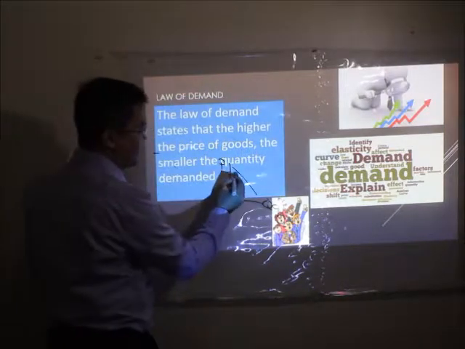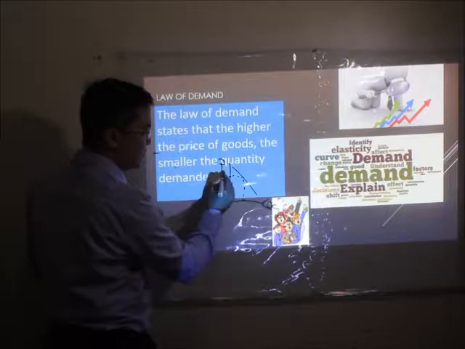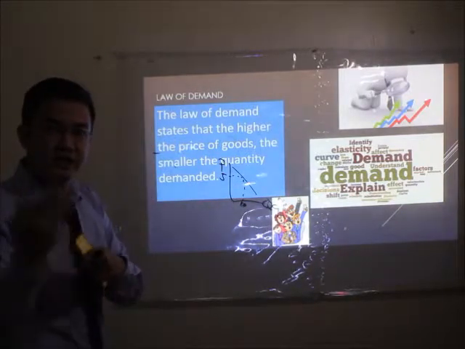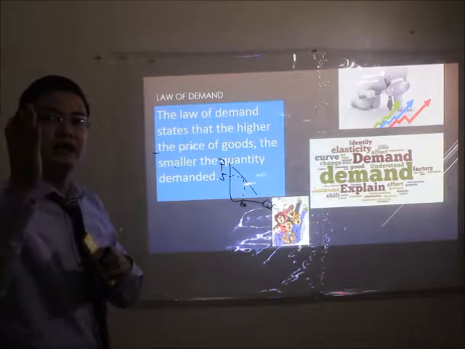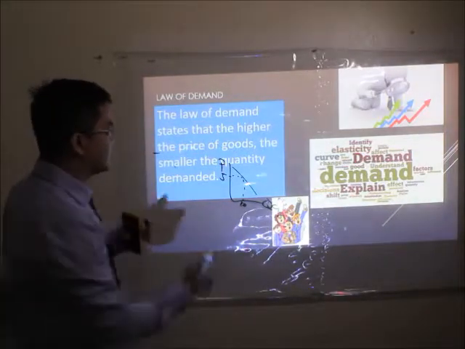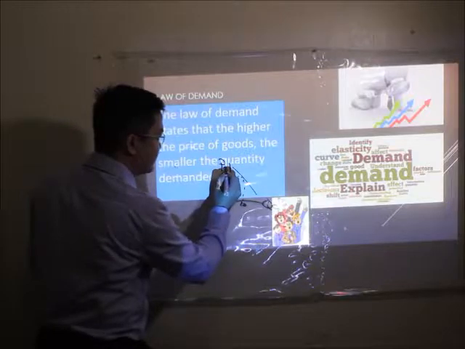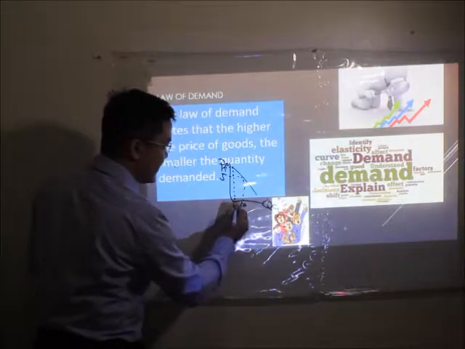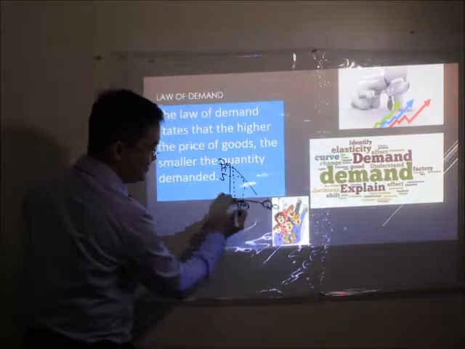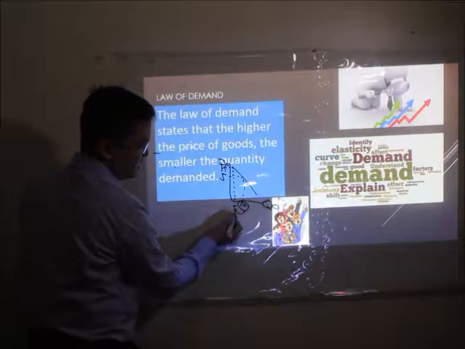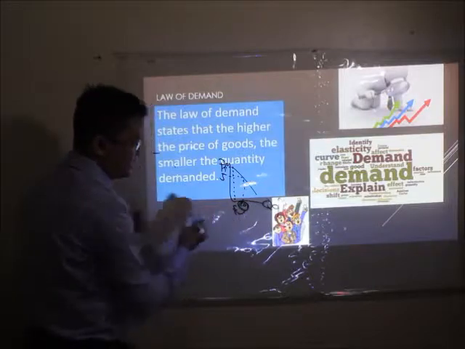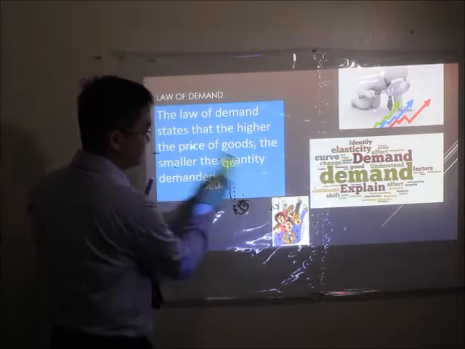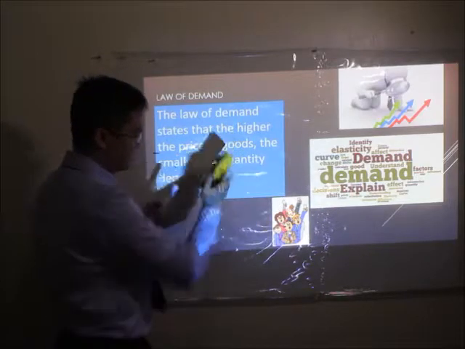Why? For example, we have the price of 5 and the quantity is 10. Once the price increases, remember the law states that the quantity decreases. So for example, from 5 to become 10, we're going to create this point. So from 5 pesos, the demand before is 10, then it decreases to 5. This is a sort of review. Okay? Let's proceed to our discussion.